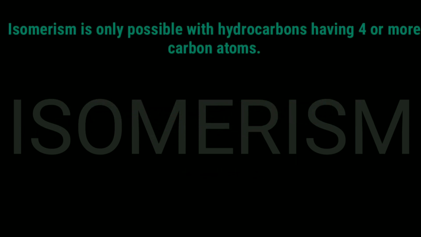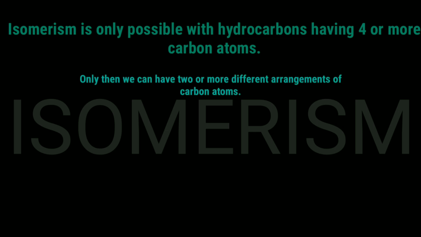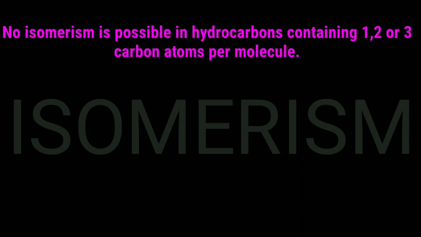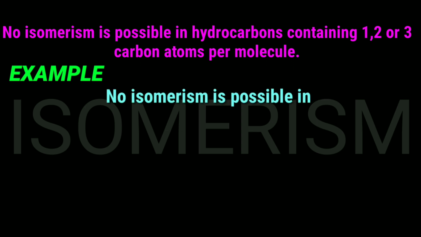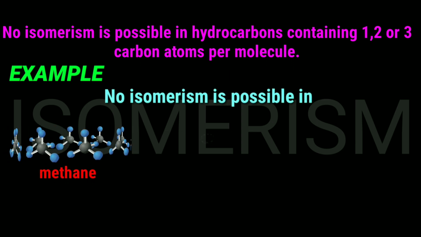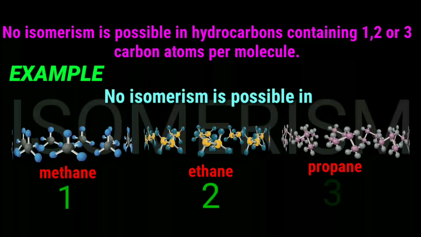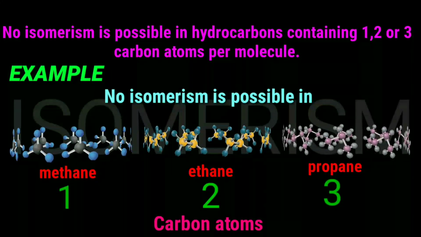Isomerism is only possible with hydrocarbons having 4 or more carbon atoms, because only then we can have 2 or more different arrangements of carbon atoms. No isomerism is possible in hydrocarbons containing 1, 2 or 3 carbon atoms per molecule, because then only one arrangement of carbon atoms is possible. For example, no isomerism is possible in methane, ethane and propane because they contain only 1, 2 or 3 carbon atoms respectively.